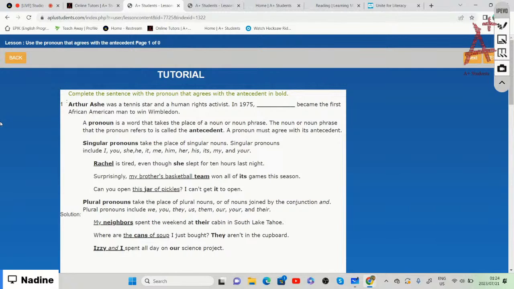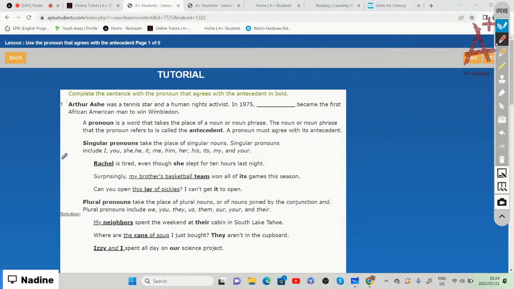If we look at an example of a singular pronoun, right? Rachel is tired, even though she slept for 10 hours last night. Which means that our singular pronoun is "she," right? And it takes the place of the noun Rachel. So "she" refers to Rachel, who is tired even though she slept for 10 hours last night.